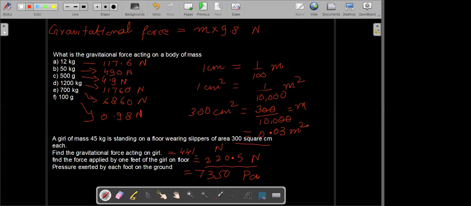So now I will practice some more questions based on this, on calculation of pressure. I hope most of you are facing a problem with the calculation of pressure, right?